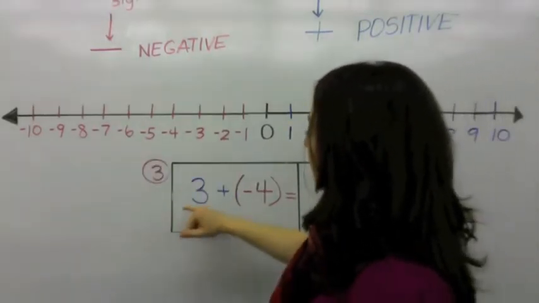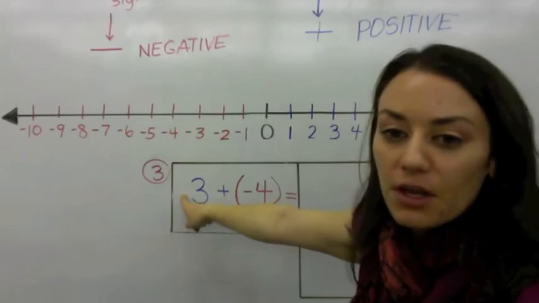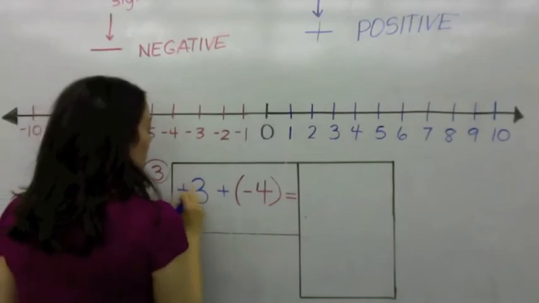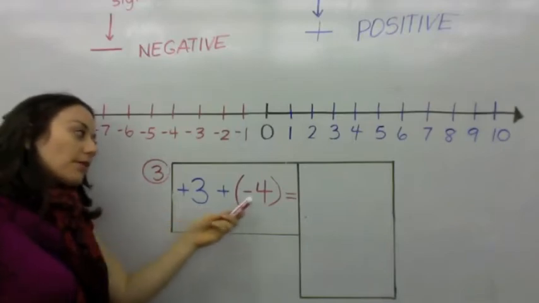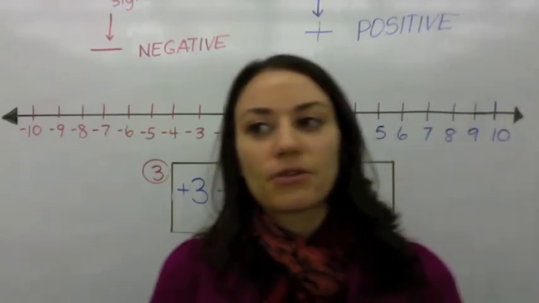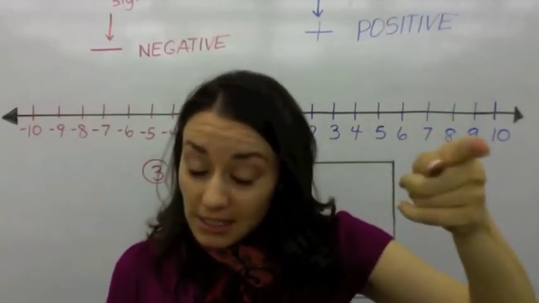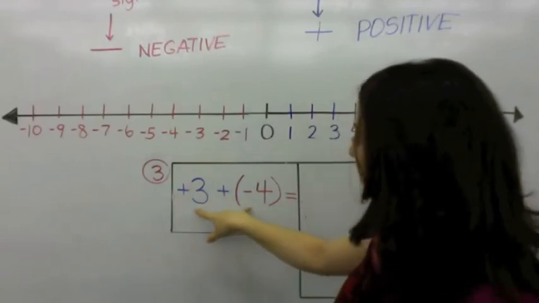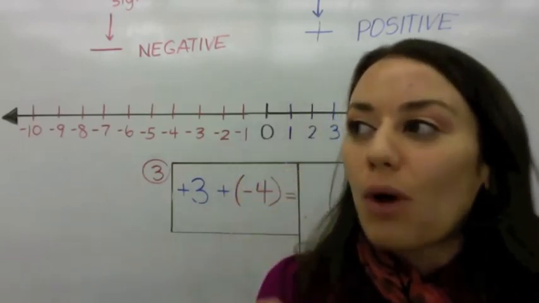Read number 3 with me. It says, positive 3 plus negative 4. Now, how do I know this is positive? Is there a symbol in front of it? No. But if you want to, you could write that positive 3. So you have positive 3, and your other integer is negative 4. Do these numbers have the same sign or different signs? They're different, because one is positive and one's negative. So now when they're different signs, you have to subtract.